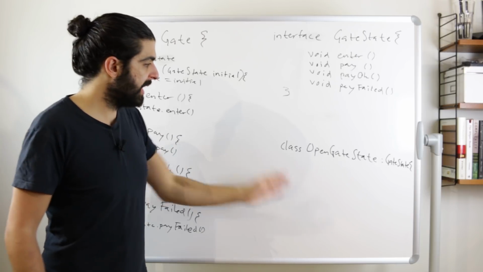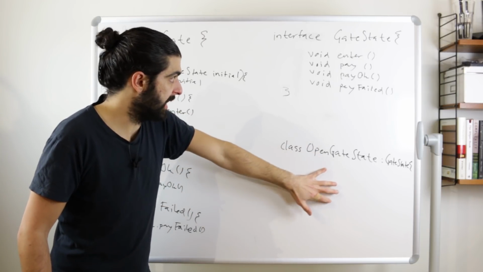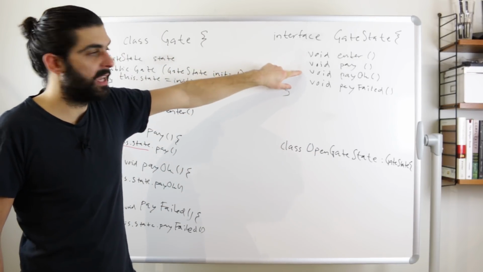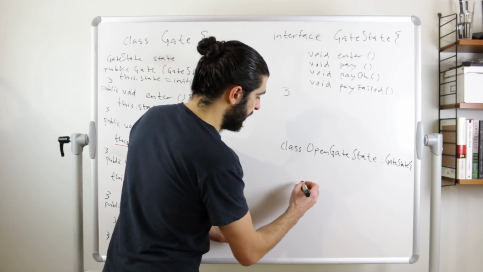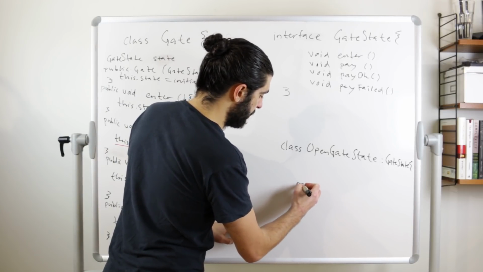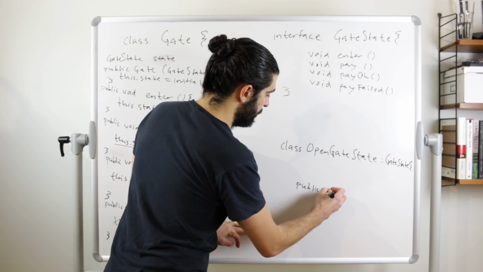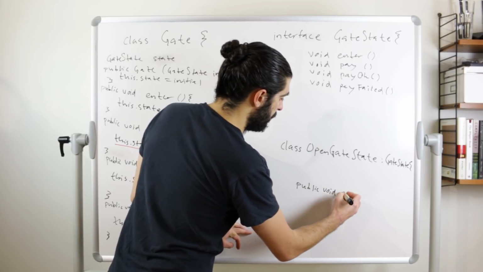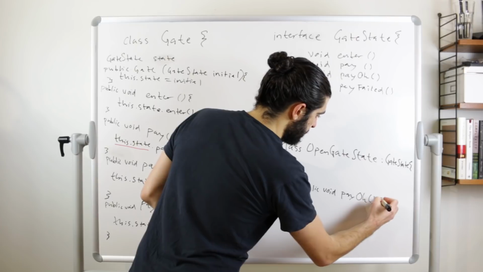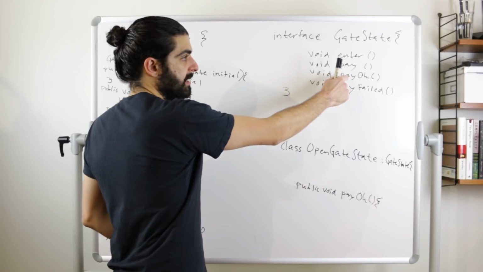But let's look at what happens if we are in the open gate state and we receive the message pay OK. Here we would have a function that's public and returns nothing, so it's void, and it's called pay OK, takes no arguments. So we're implementing this function.